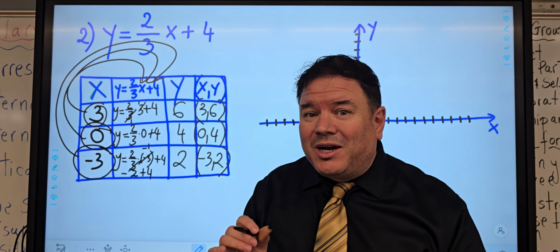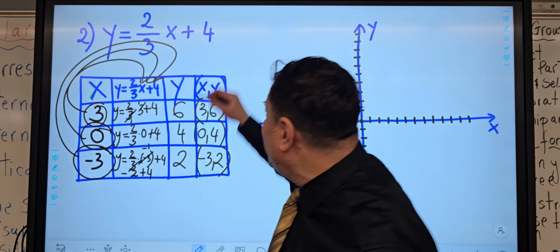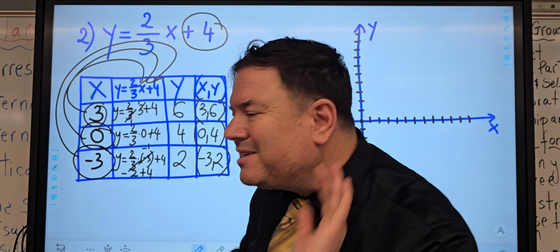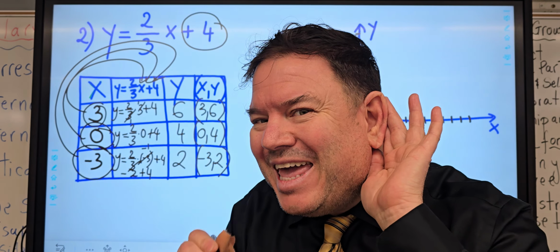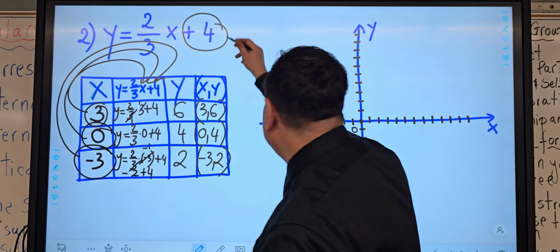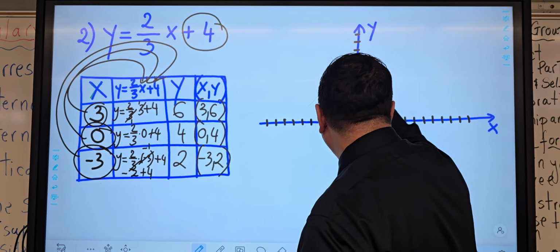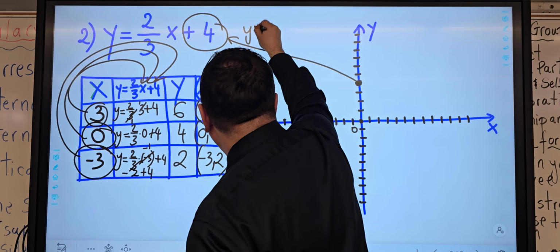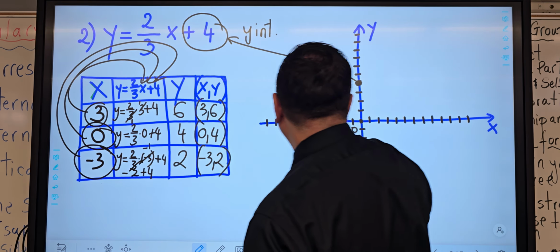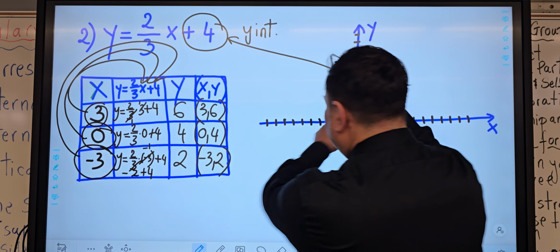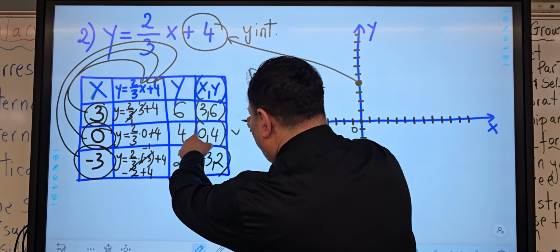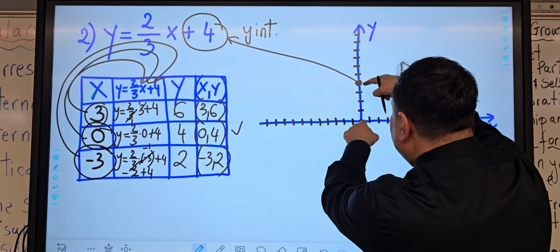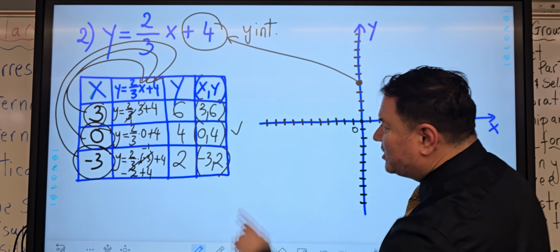As a quick reminder and as a little shortcut, remember the last number here at the end represents, of course, the y-intercept, right? So the y-intercept is at 4. 1, 2, 3, 4. This is the y-intercept. We got it. The y-intercept is right there. When x equals 0, y equals 4. We got that one. Let's grab the next one.